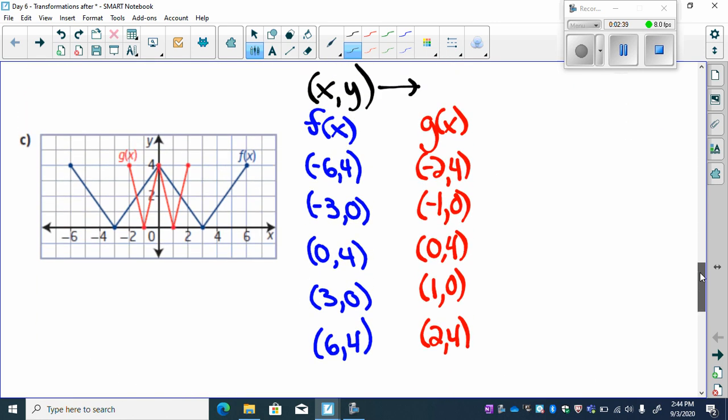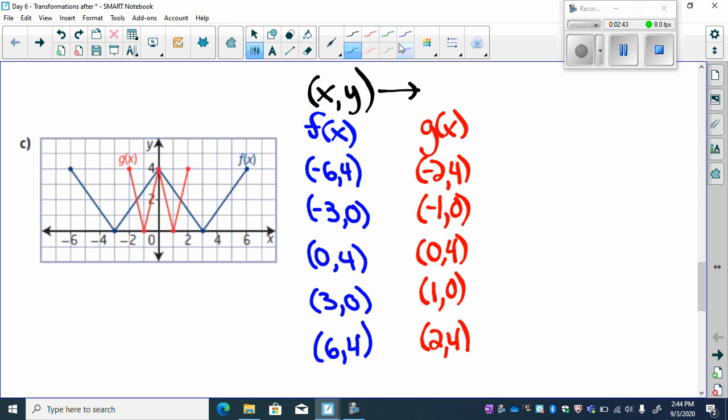Now let's look at an example of one that has a horizontal stretch or compression. Okay, so the blue curve is f of x, that's the original. The red curve is g of x, that's the transformed. So look at these points, all right? It's clearly the x values that are changing. So if it's the x values that are changing, we're talking about a horizontal stretch or compression.